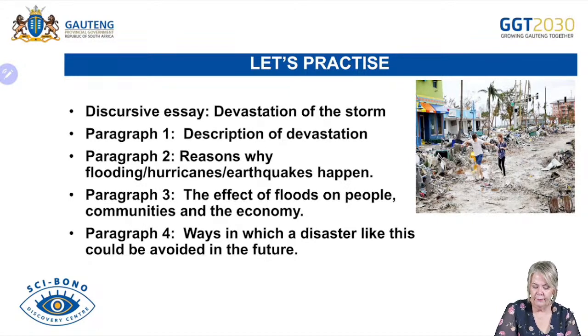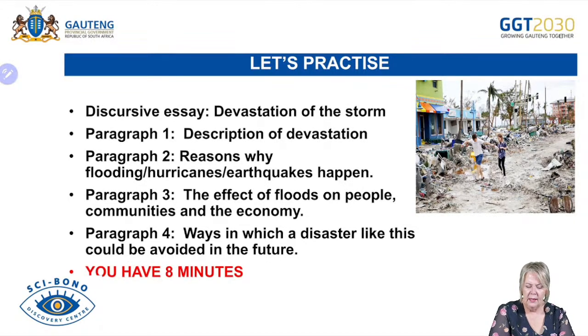And then in paragraph 4, you might want to refer to ways in which a disaster like this could be avoided in the future. And that closes off your essay really nicely. I'm not going to give you 8 minutes for this. I think you've got a very good idea of what is actually going on in this specific essay. So this would be the discursive essay.